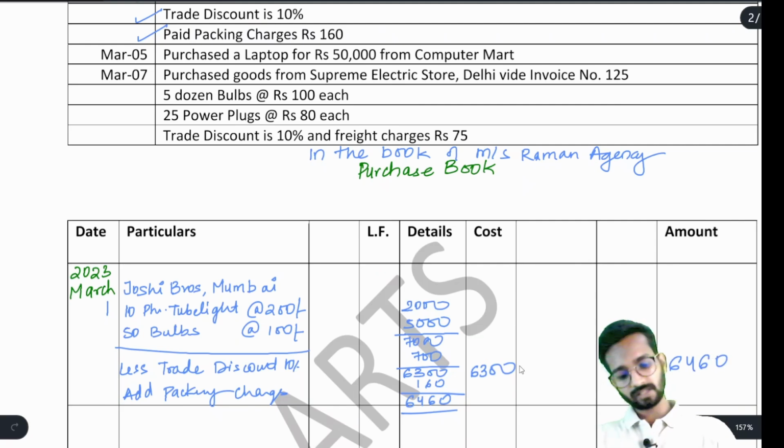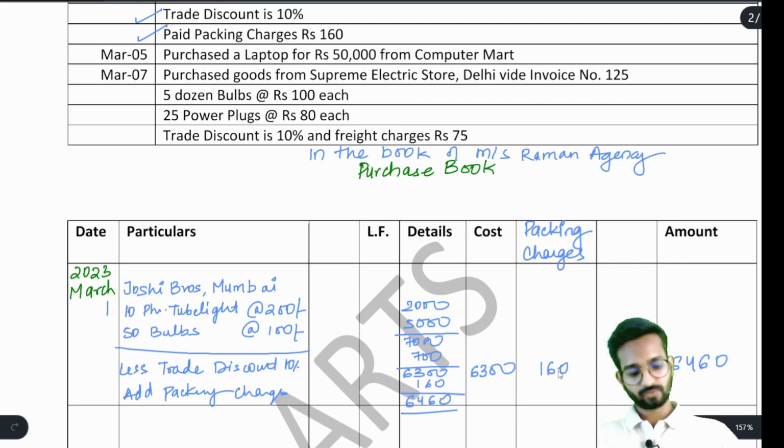Sir, where will we write 160? For 160 you will give the heading here packing charges, that is 160 rupees, 6460. That's it. We'll move to the next part.